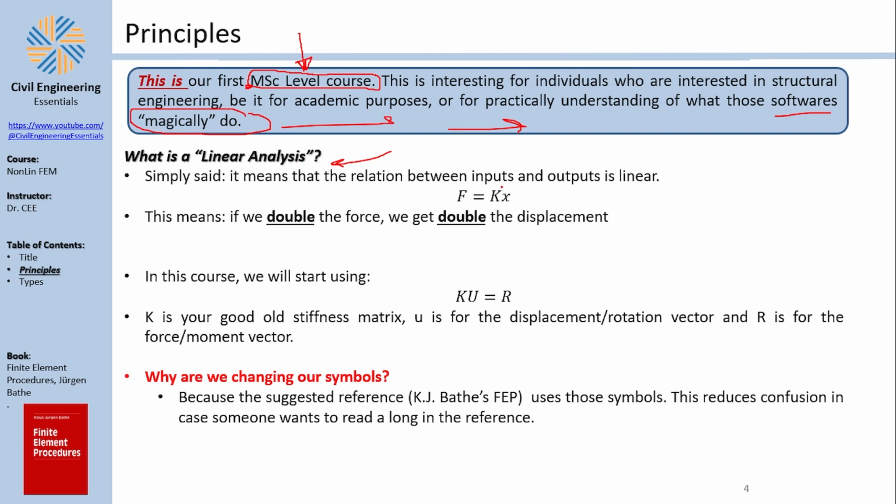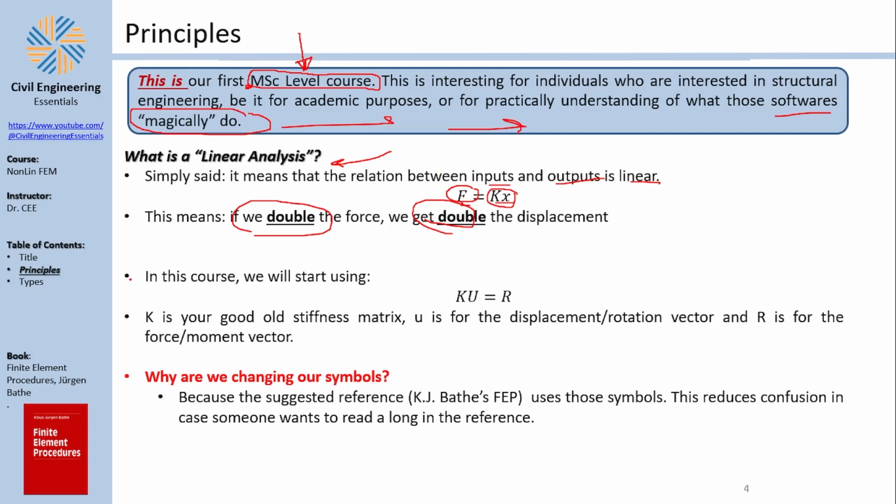Meaning the relation between the inputs and the outputs is linear. F equals kx, meaning if you double the force, you double the displacement. And if you get half the displacement, you have inputted half the force. Easy enough, I think that's understandable.